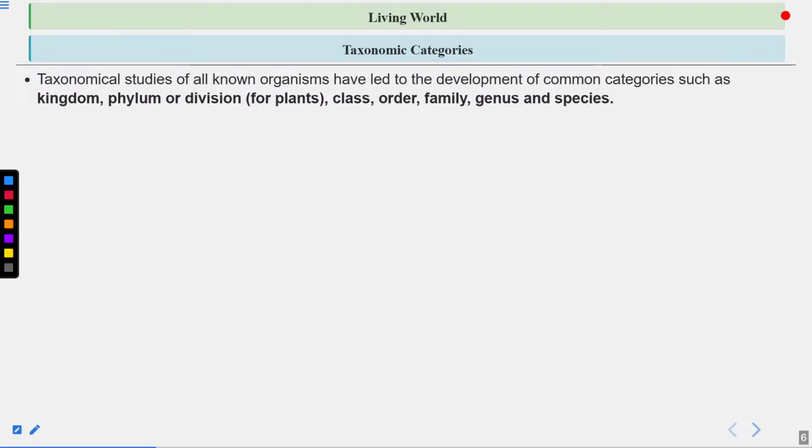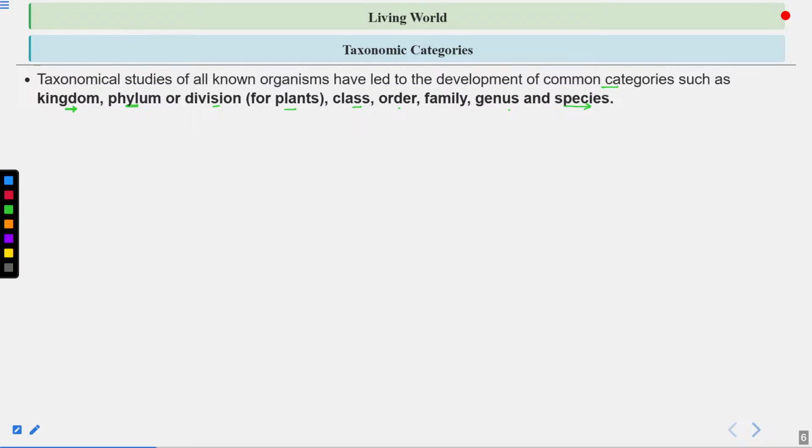Now, taxonomical studies of all known organisms have led to the development of common categories such as kingdom, phylum or division, class, order, family, genus and species. So these are the common categories that have been developed. Kingdom is the highest category or taxon. Then lower to kingdom is phylum. Phylum is used in the case of animals. Division is used in the case of plants. Then lower to phylum is class. Then you have order, family, genus, and species is the lowest most taxon.